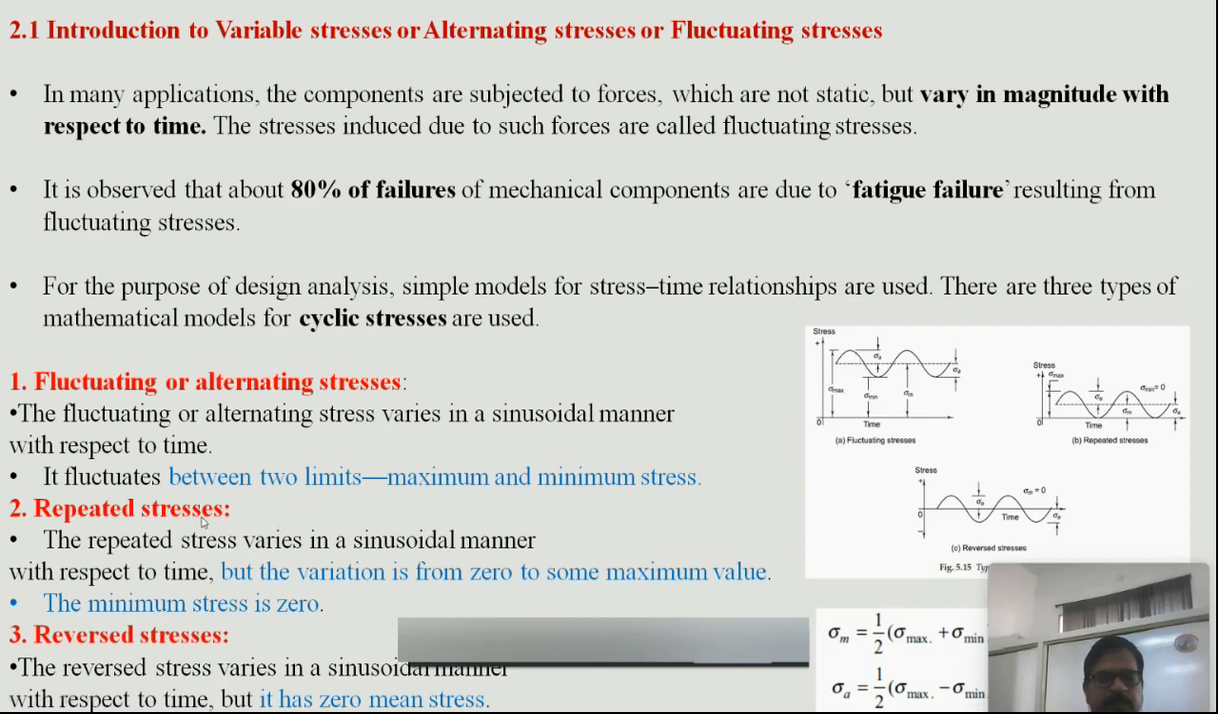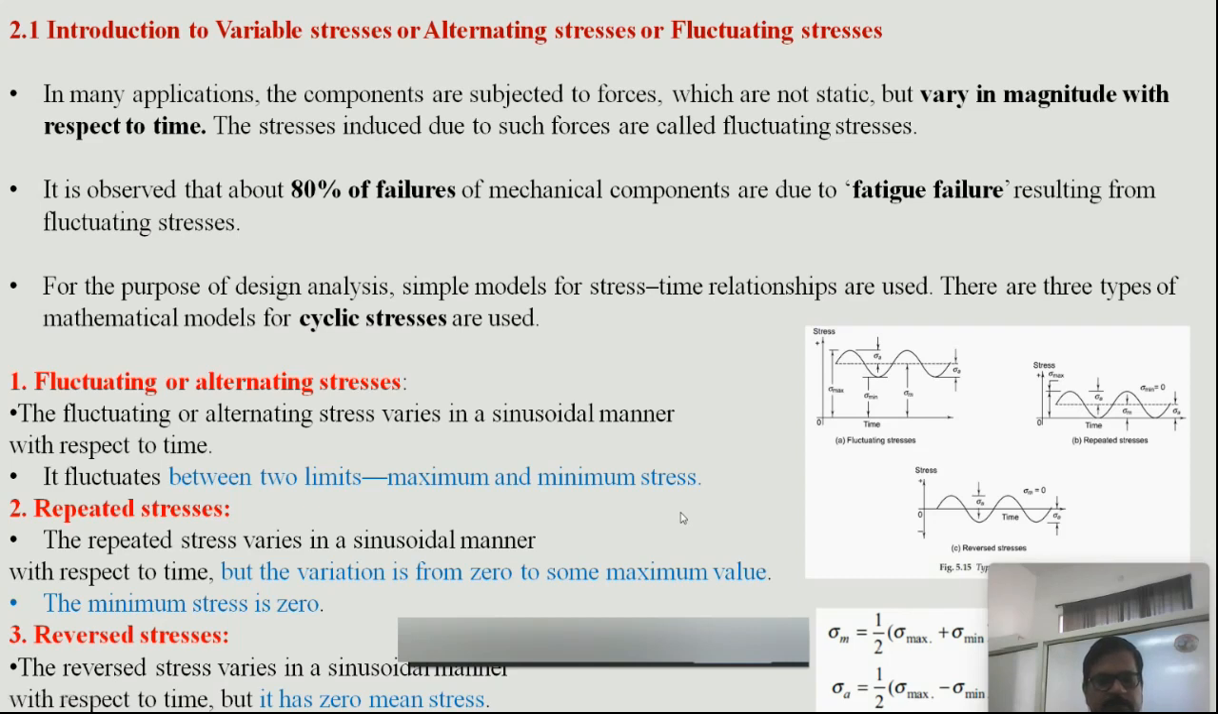Then the second category is repeated stresses. That means there will be some maximum value and the minimum is zero. That means it goes from zero to a certain positive maximum value, and again comes back to zero, and that is known as repeated stresses.